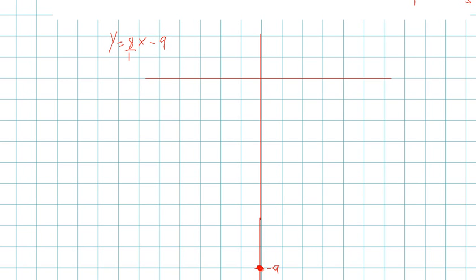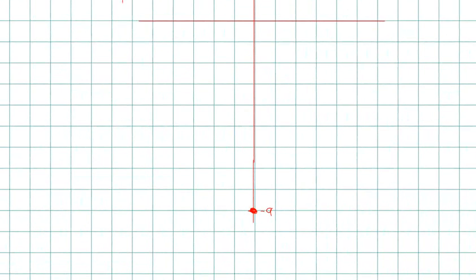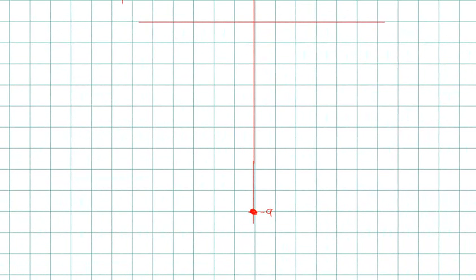So up 8, I'm going to end up right here at the -1. And then over 1, so that means my next point is going to be right here. See that? So I went up 8. 1, 2, 3, 4, 5, 6, 7, 8. Over 1. And then I can graph the line between these two. I can always extend my line.